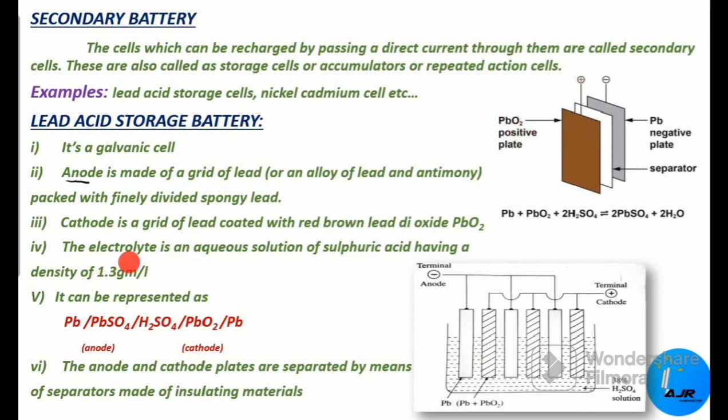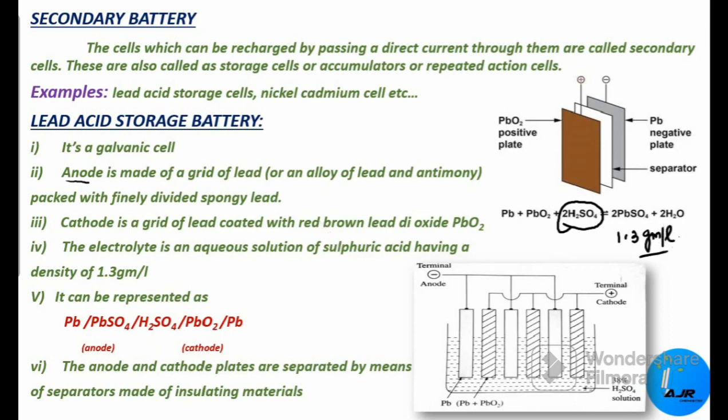And next comes the electrolyte. The electrolyte is an aqueous solution of sulfuric acid having a density of 1.3 gram per liter. These two types of electrodes, the anodes and cathodes, are immersed inside the electrolyte, which is nothing but sulfuric acid. And what's the density of the sulfuric acid? It is 1.3 gram per liter.